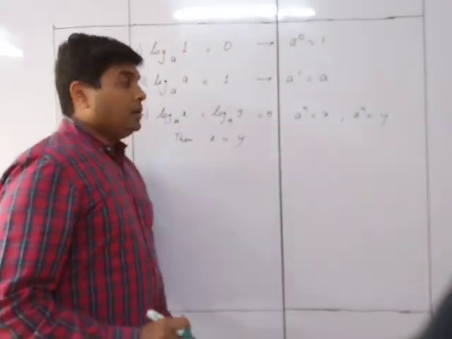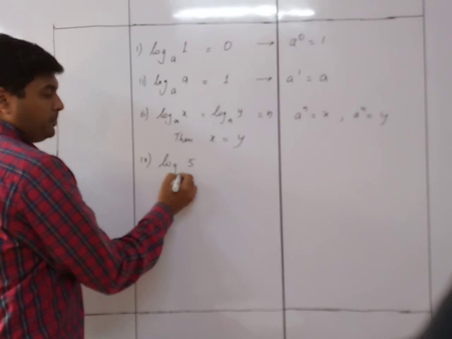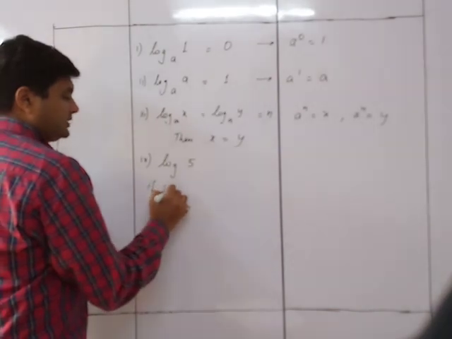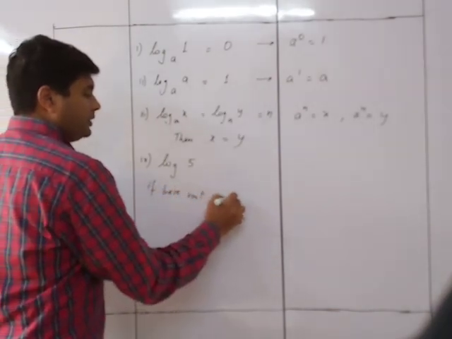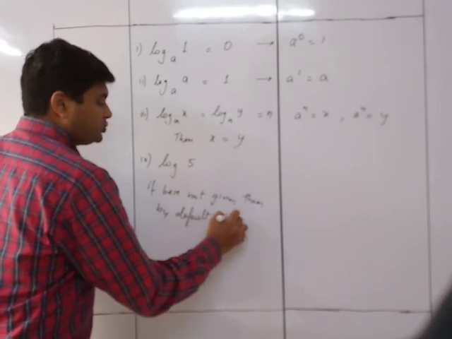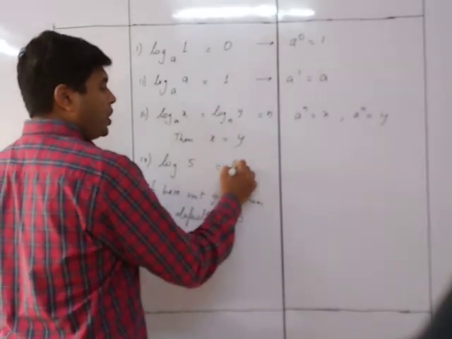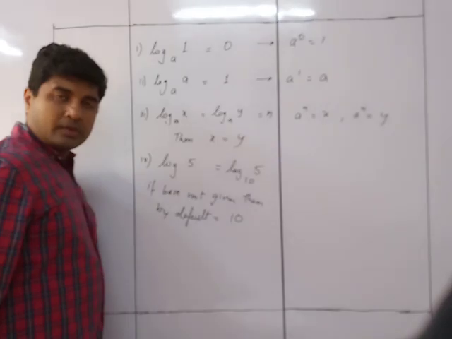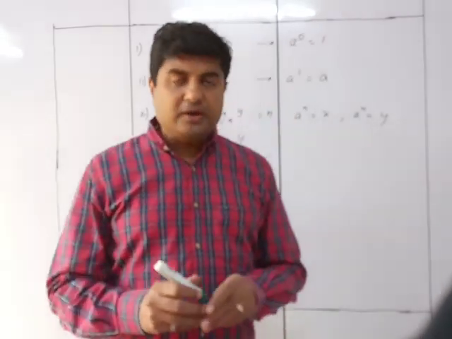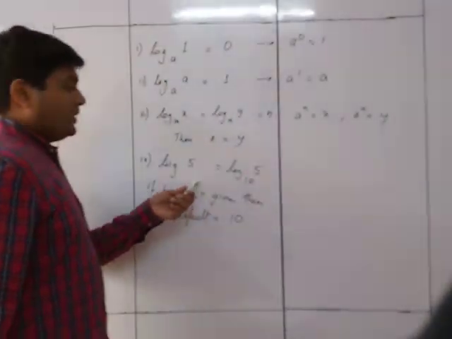And yes, in any log, if it is just log of 5 with the base not given to you, that means if the base is not given, then by default it equals 10. So it is nothing but log of 5 to the base 10. That is the common logarithm. The table which I showed you was based on logarithm of base 10. That's why we have all the values over here with base 10.